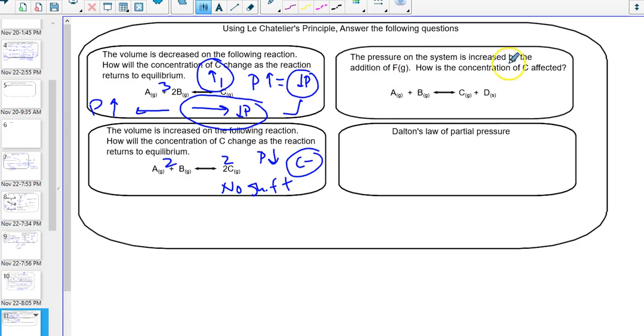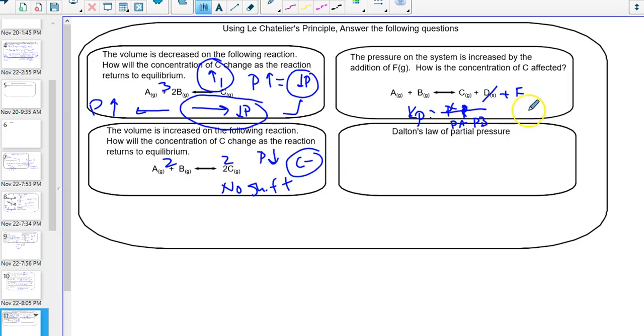Pressure on the system is increased by the addition of F. How will C be affected? Well, in this situation again, the Kp equals the partial pressure of C, and D is not included, and then the partial pressure of A and the partial pressure of B. So D is out, and F's not in there either.